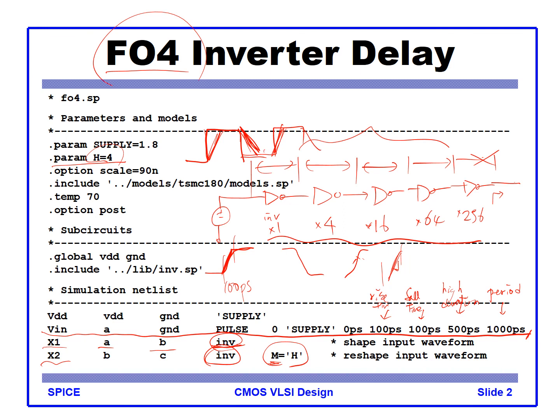Similarly, we can define this inverter instantiation, X3, again with nodes B and C, and an additional inverter with m equal to H times H, right? Something like that. We can keep multiplying the inverter chain by sizing up by H. We will see this in the following SPICE deck on the next slide.